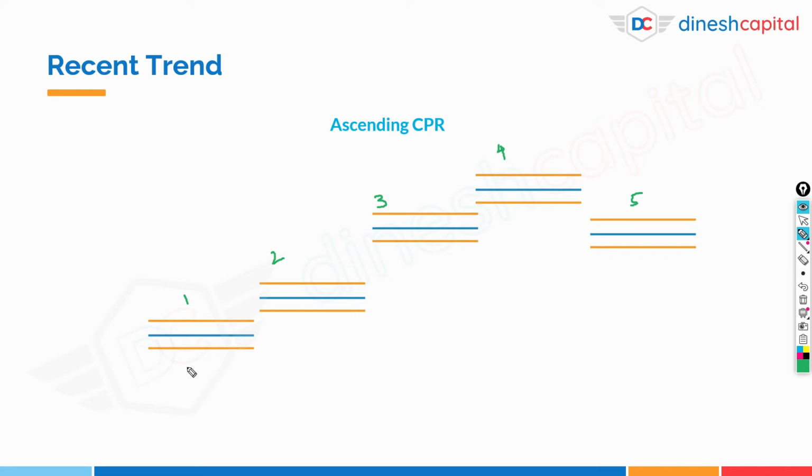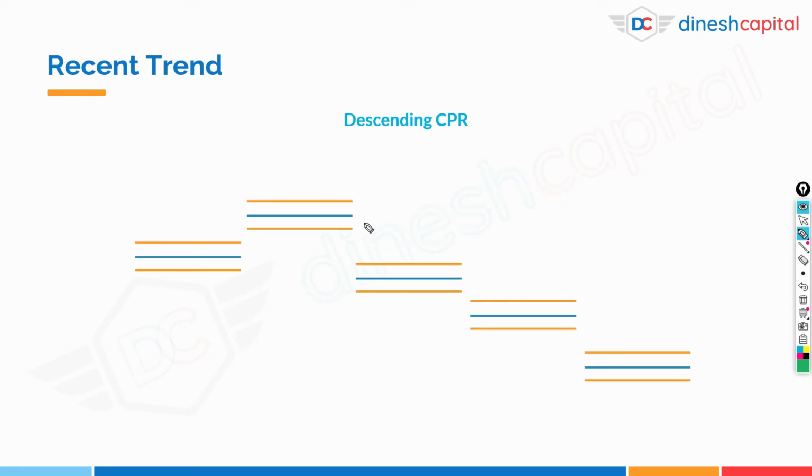If the daily CPR is going up continuously, the market is in a bullish trend. It's called ascending CPR, as it is continuously going up. If the daily CPR is going down continuously, it is called descending CPR. Descending CPR tells us about the bearish trend.